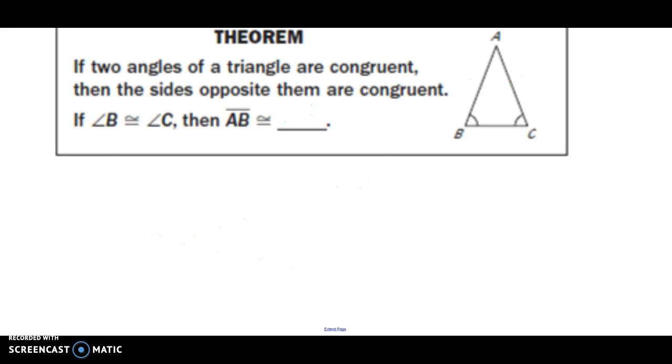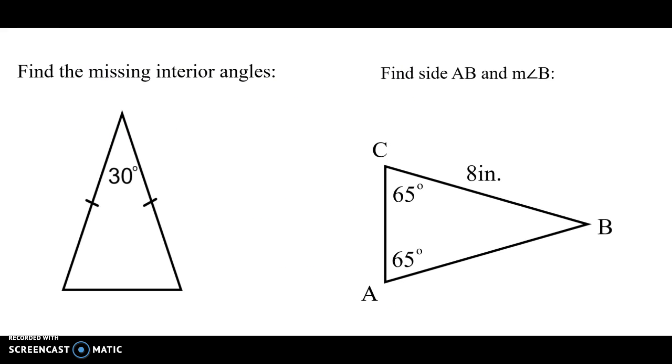Cool. All right, so let's take a look at a couple of these. It says find the missing interior angles. So we need to find both of these. Ideas? 60. Just kidding. No. What should we always start with? 180. That's what a triangle should add up to. And then which angle do I know? 30. So I'm going to subtract 30. 180 minus 30 is 150. So we have 150 degrees left to distribute to the other two angles.